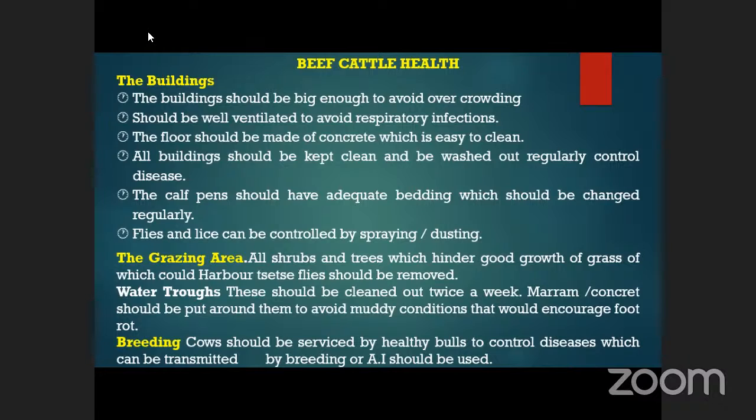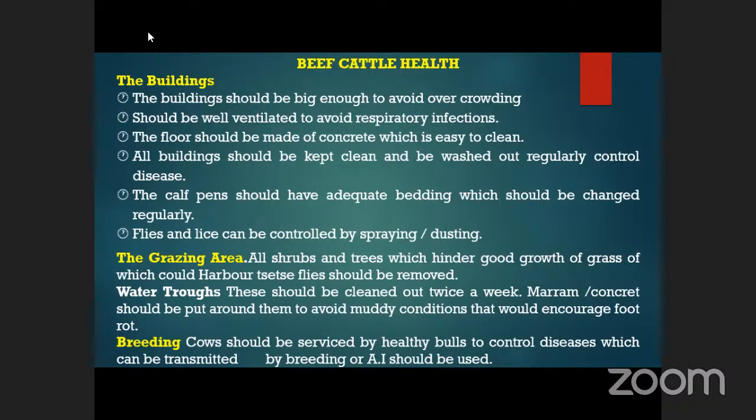The last point says breeding. Cows should be serviced by healthy bulls to control diseases which can be transmitted by breeding, or artificial insemination should be used. When these animals are mating, when the bull ejaculates and releases sperms inside the vagina of the cow, don't just allow any type of bull to jump on your cow. No, you should have also quality.